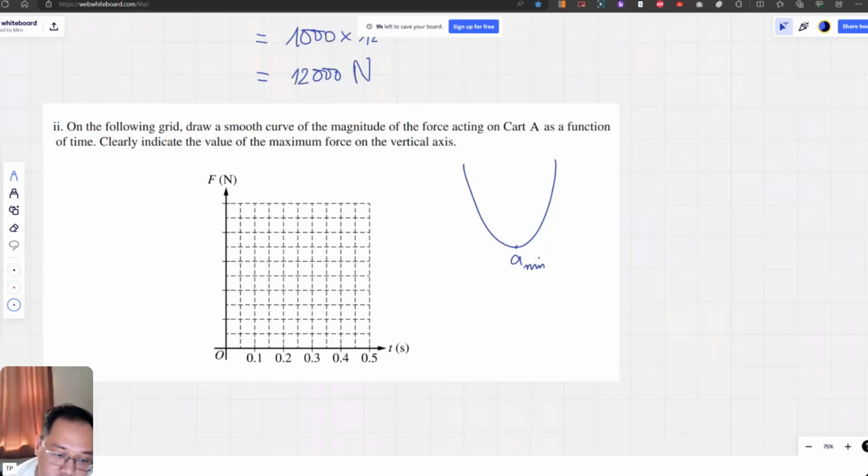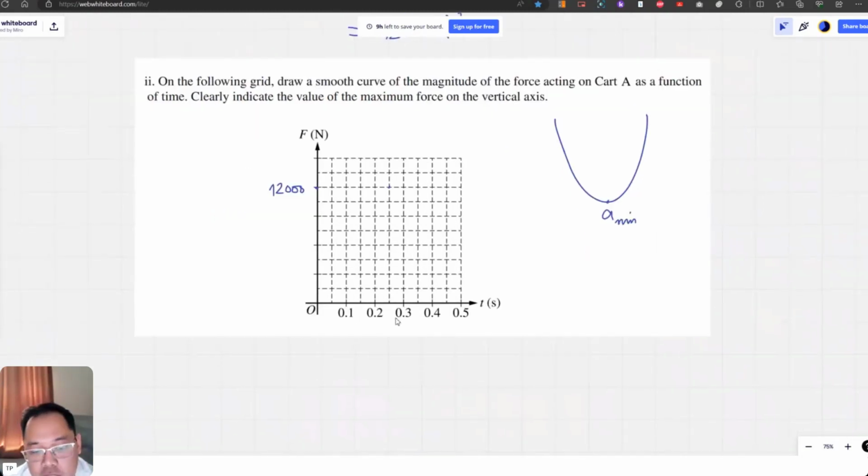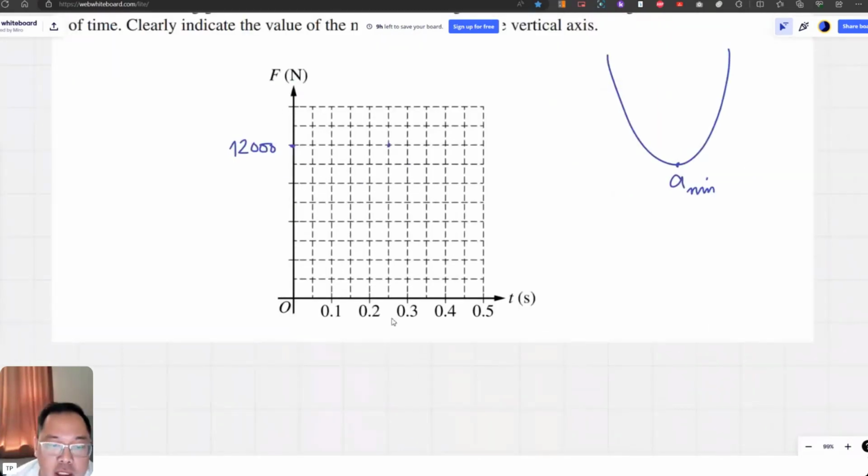Therefore, the force is maximum at 0.25, which is 12,000. We can mark 12,000 here. Then you need to do some more calculation to determine the acceleration at time point 0.1 and point 0.2, so that you can draw the correct curvature of the curve. It is a parabola opposite to the acceleration, because we only care about the value of acceleration. Not smooth.